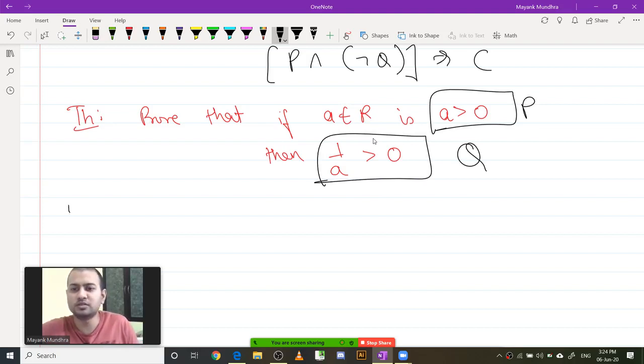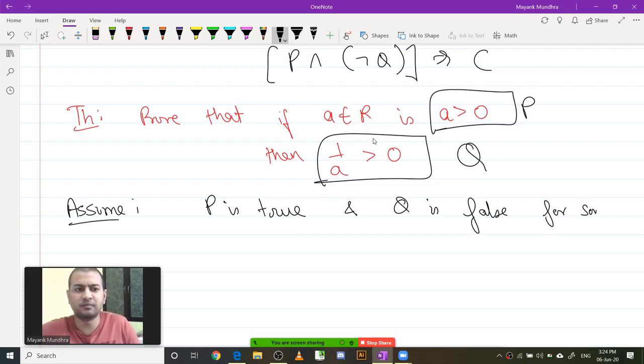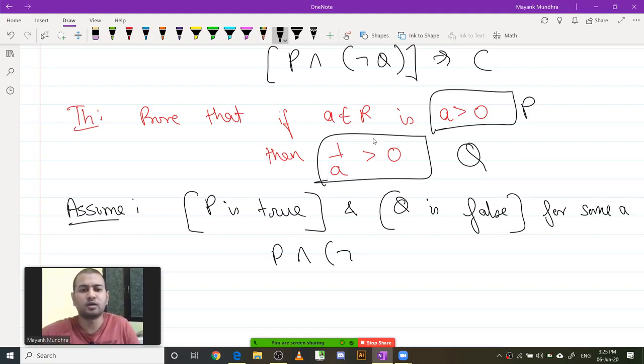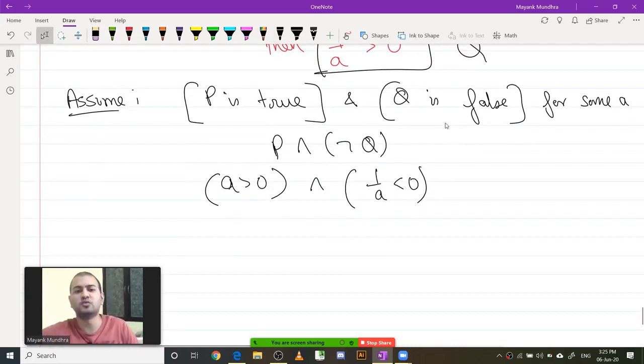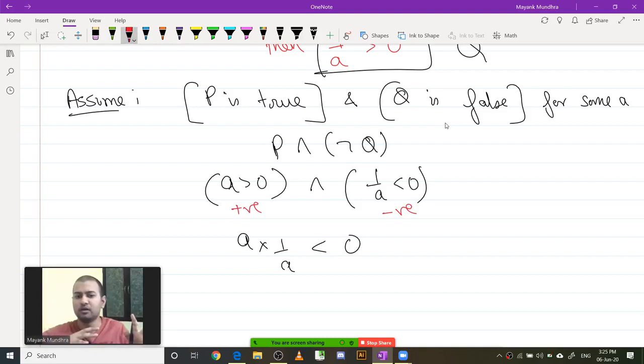The first step is to assume that P is true and Q is false for some a. So I am saying that there exists some a for which P is true and Q is false, that is, P and not Q. In this context that means a is greater than 0 and 1 by a is less than 0. So if you multiply these two, a multiplied by 1 by a will be less than 0. A is a positive number, 1 by a is a negative number, and multiplying a positive and a negative number gives a negative number.